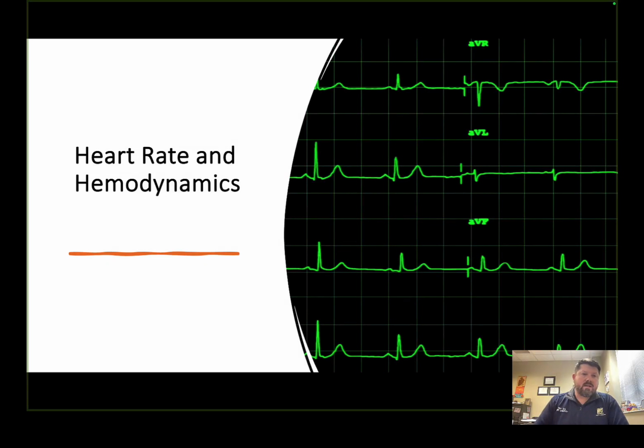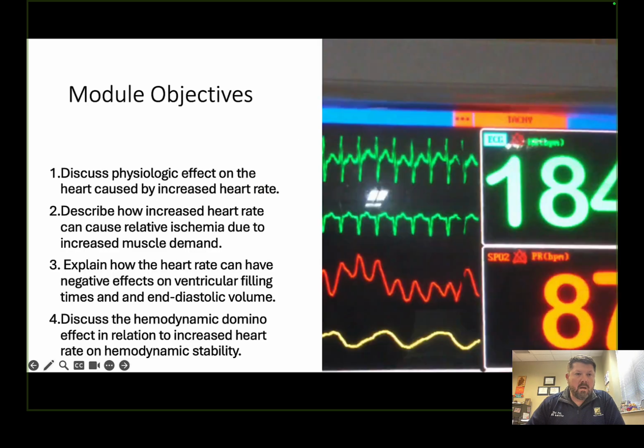So let's discuss how tachyarrhythmias, or rhythms with extremely high heart rates, can affect the hemodynamics of the body. We're going to discuss the physiological effects on the heart caused by increased heart rate. We're going to describe how increased heart rate can cause relative ischemia due to increased muscle demand.